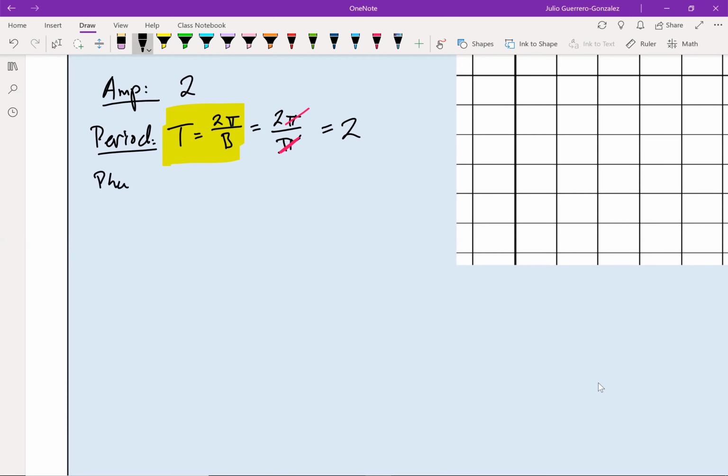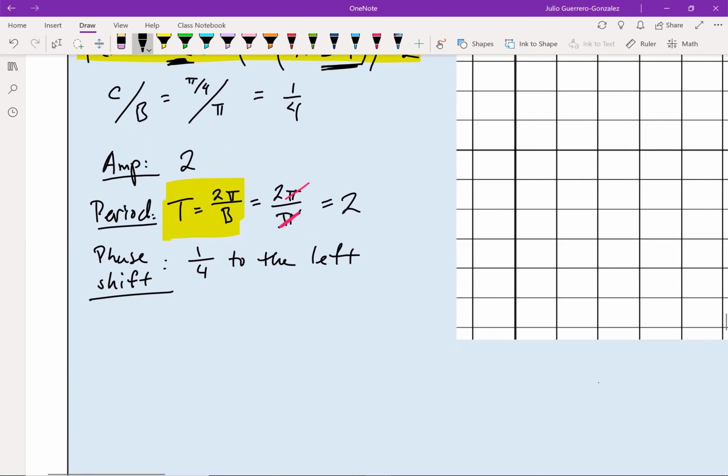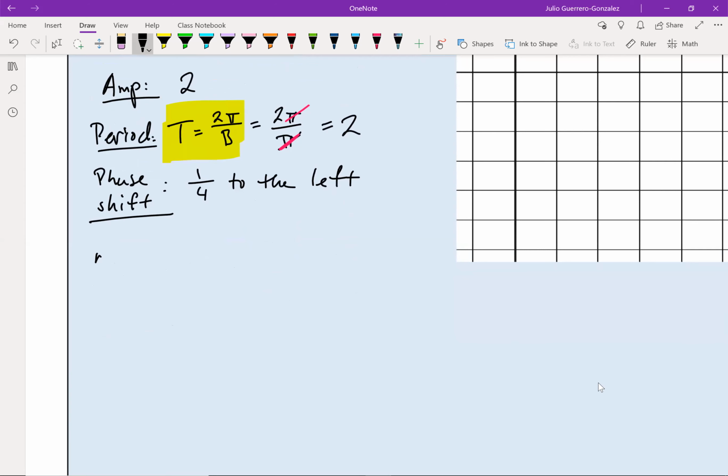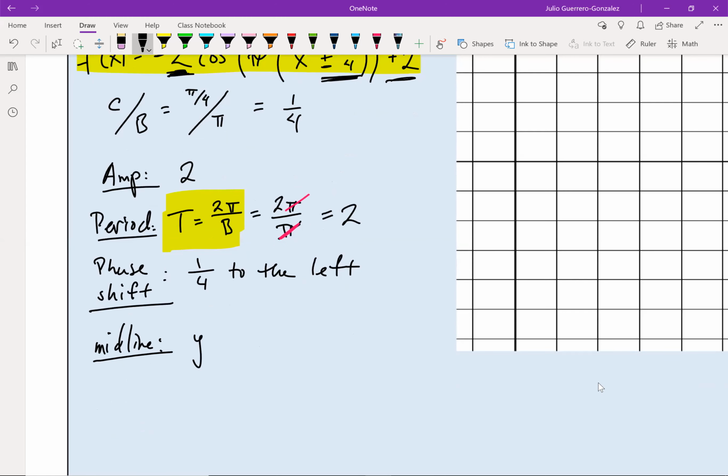Phase shift. Boom. So it's going to be 1/4 to the left, since this is a positive. Since that's a positive, we switch it to the negatives. And if it was a negative, we move it toward the positive. So it still works out the same way that you remember from back in the day. Got it? And then last, midline. That is the plus 2 at the end there. So y is equal to 2.